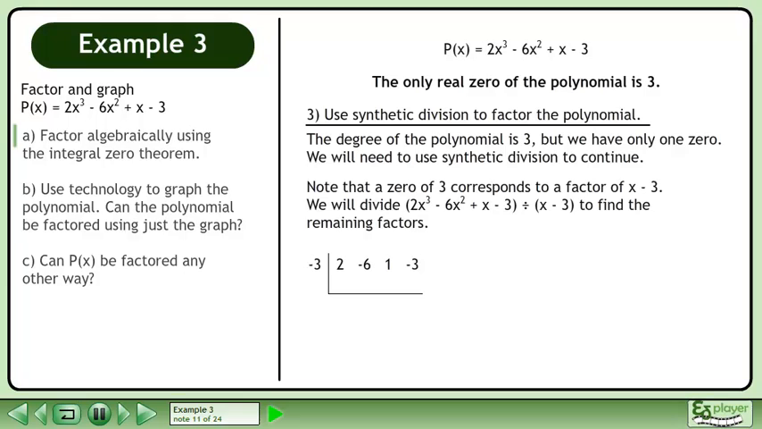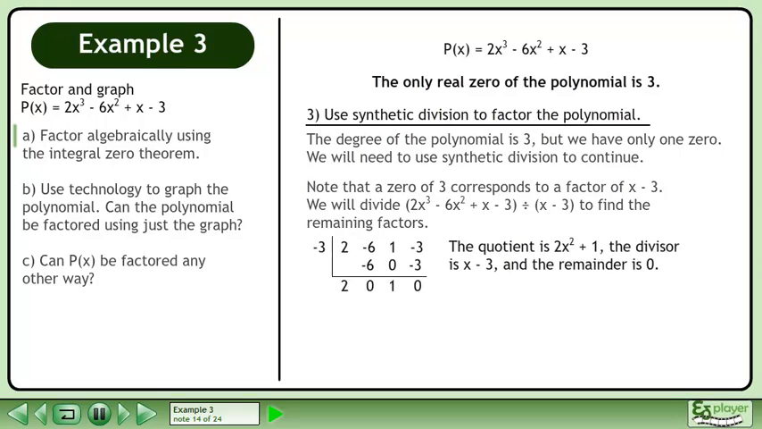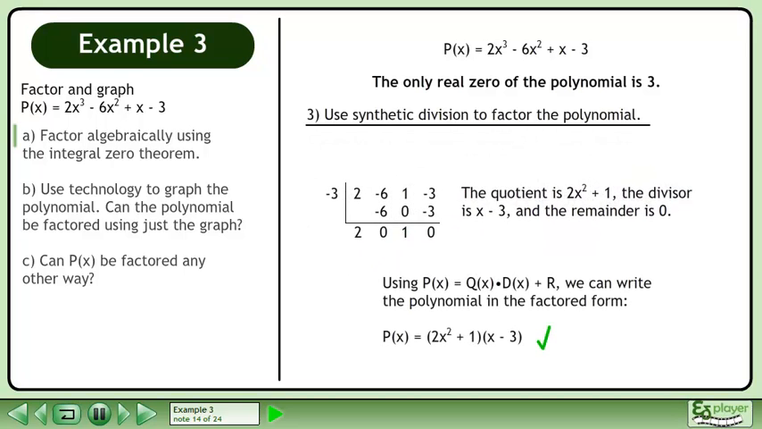Set up the synthetic division. Complete the synthetic division. The quotient is 2x squared plus 1, the divisor is x minus 3, and the remainder is 0. Using p of x equals q of x times d of x plus r, we can write the polynomial in the factored form p of x equals (2x squared plus 1) times (x minus 3).